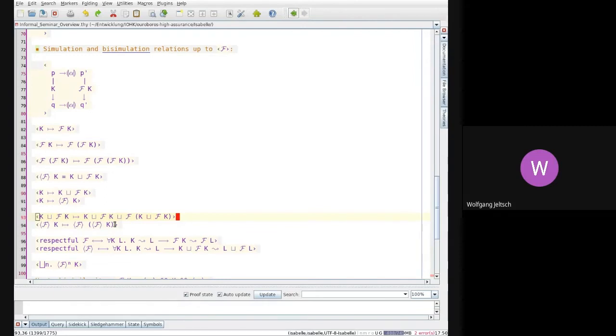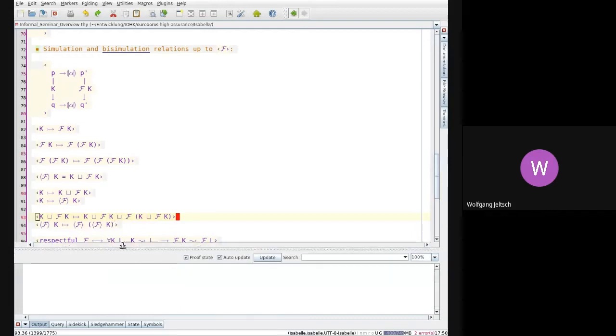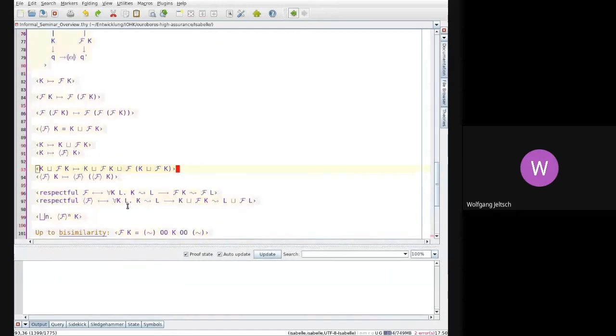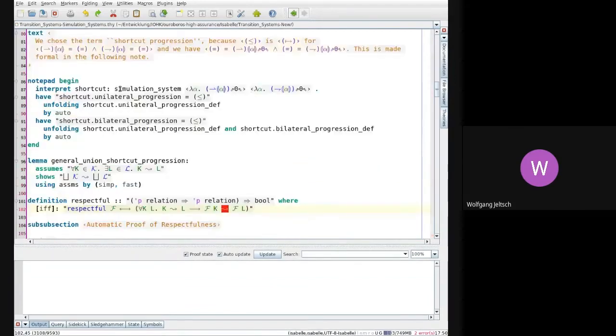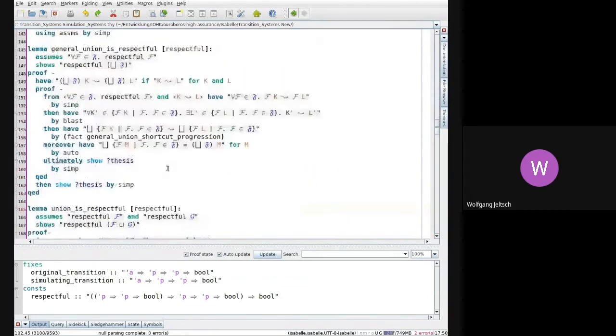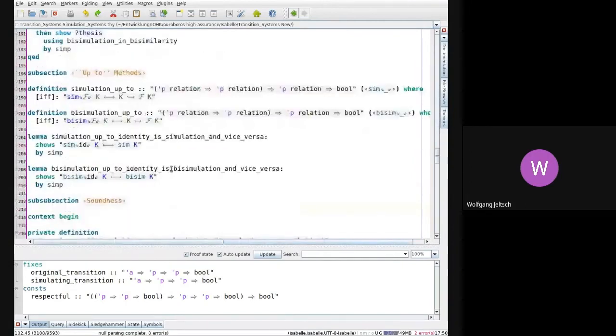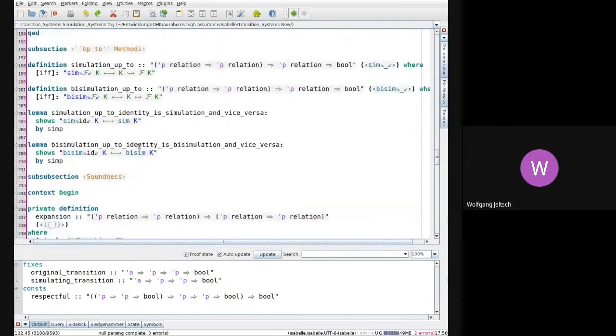So if not, I'd like to now go to the actual formal proof. Last time we saw the beginning of this subsection on up-to methods. I defined what simulation up to is. This is exactly this: k progresses to f of k, unilaterally, bilaterally.